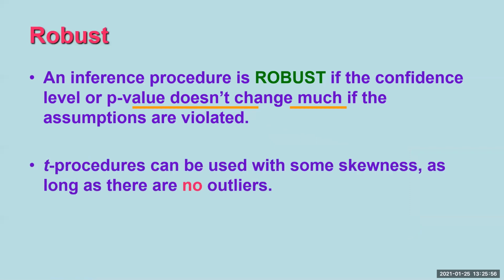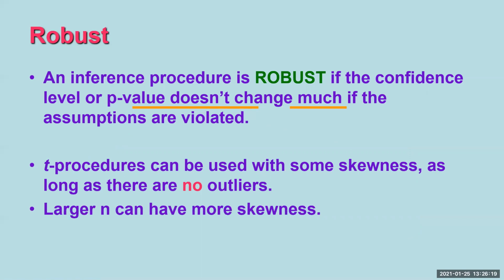So t procedures can be used with some skewness as long as there are no outliers. So this is the advantage of the t-interval as opposed to the z. Z, you cannot have any skewness at all. T, again, because it allows for a little bit more variability, slight skewness can occur as long as, again, no outliers. And larger sample size n can have more skewness, because as we talked about, if you increase your sample size, you're going to get a more normal looking curve.